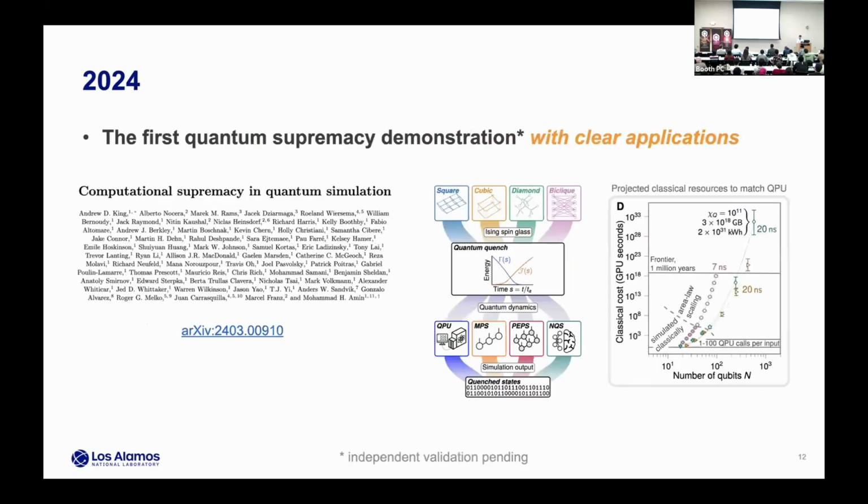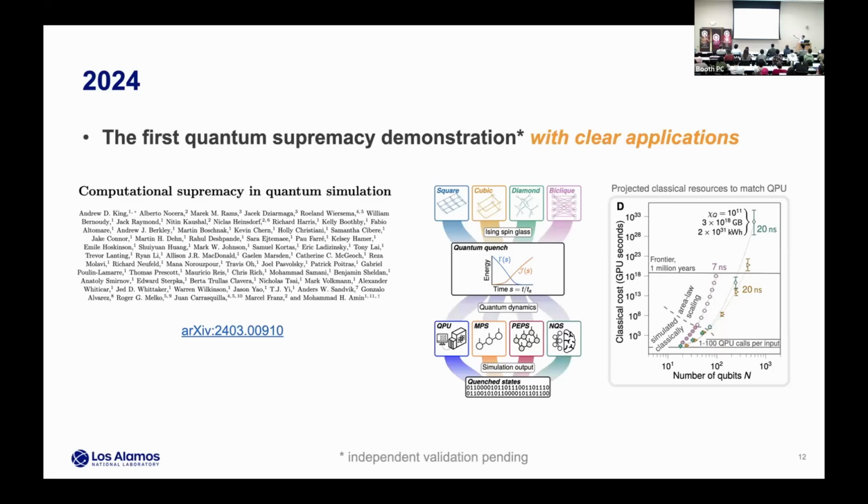That was in 2022. And then in 2024, we have the first quantum supremacy demonstration with potential clear applications, not just a contrived problem that doesn't necessarily have clear use cases. I will caveat that this result is very recent. It's from March this year. I haven't seen independent validation of it. It still might be subject to the kind of disruption I mentioned before, but it stood a couple months without critique yet. So that seems pretty promising.